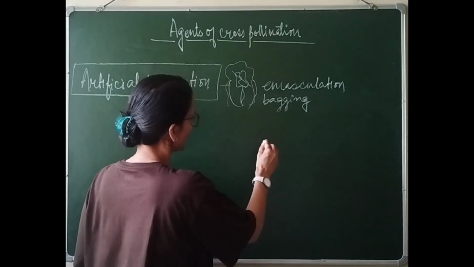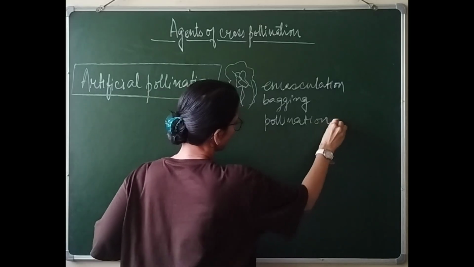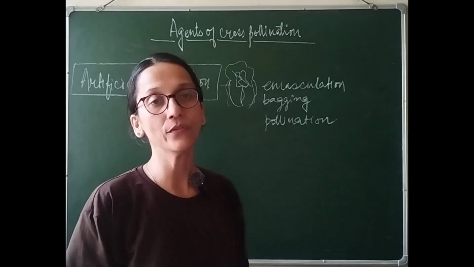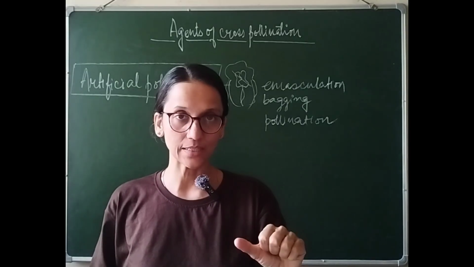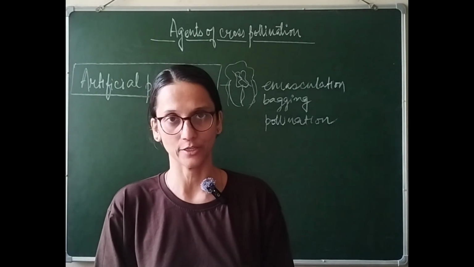And the third step is where we perform pollination, which is also known as artificial pollination. In this, we basically sprinkle the pollen grain on the stigma of this flower. So there were 3 steps. First is emasculation, second bagging, and third is the pollination, where we personally do the pollination.